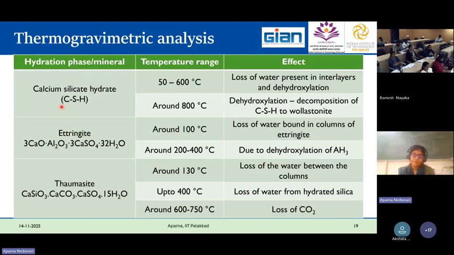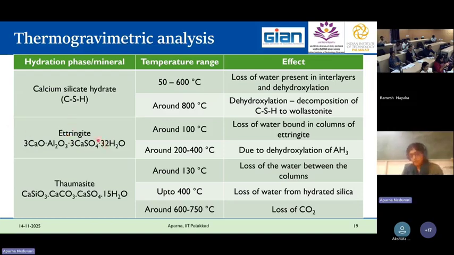All these different types of water would dehydrate at different temperature regions. If it is free water, it can dehydrate even at lower temperature regions. If it is bound water, it will take an even higher temperature to dehydrate, because of which we can see a continuous weight loss of CSH up to temperature regions of 550 to 600 degrees centigrade. Over here, we can see loss of water present in different interlayers and dehydroxylation. And around 800, we can see dehydroxylation and decomposition of CSH to wollastonite.